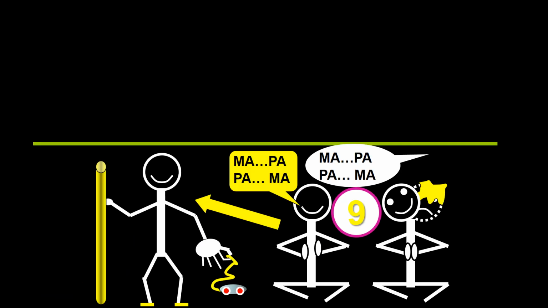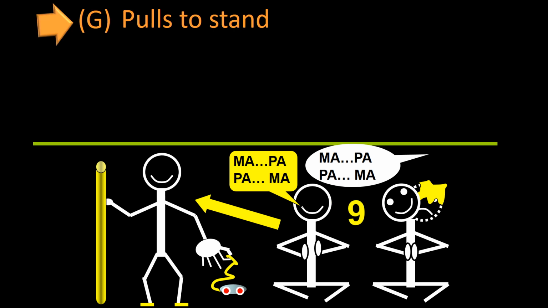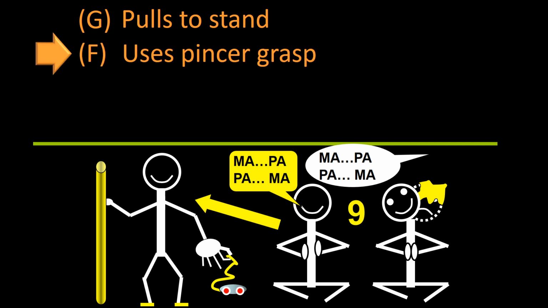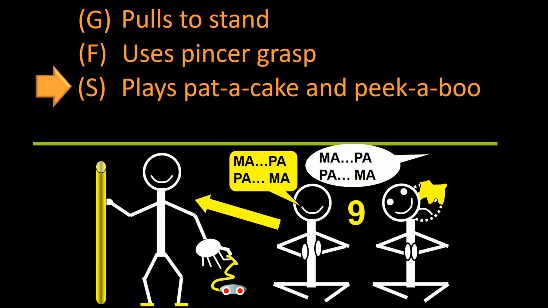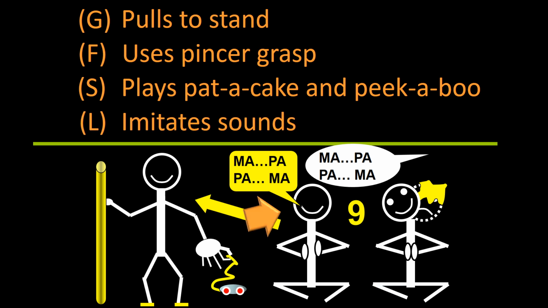At 9 months of age, the developmentally appropriate infant should, in the gross motor area, pull to standing. In the fine motor area, use pincer grasp. In the social area, play pat-a-cake and peekaboo. And in the language area, imitate sounds.